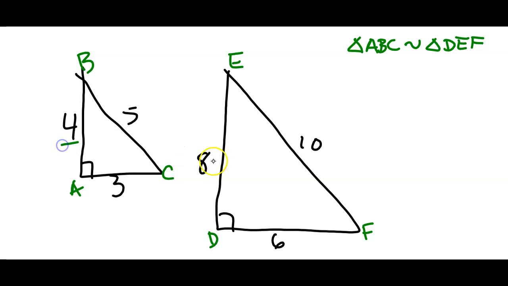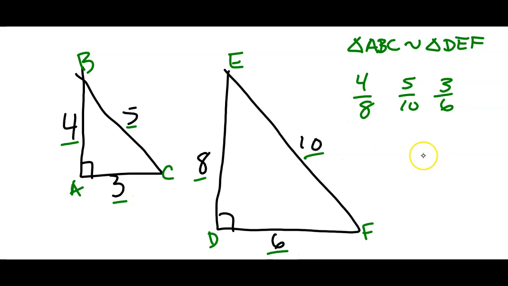Like if you take this side and put it over this side, you get 4 over 8. If you take this one and put it over this one, you get 5 over 10. And if you take this one and put it over this one, you get 3 over 6. Now what do these fractions reduce to? They all reduce to 1/2.